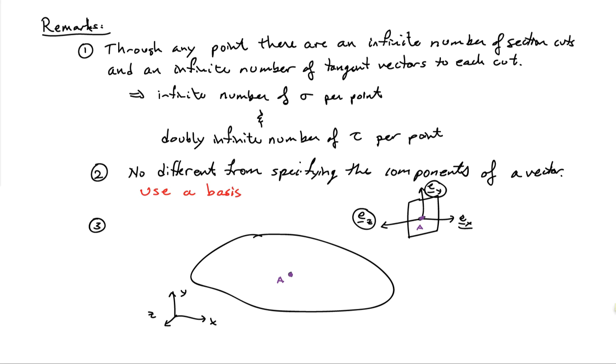So I've passed the X plane through point A. I can pass a section cut whose normal is in the y direction. And so now I'll get a normal stress in the y direction at point A, and I'll have shear stresses on the y plane in the x and the z direction.